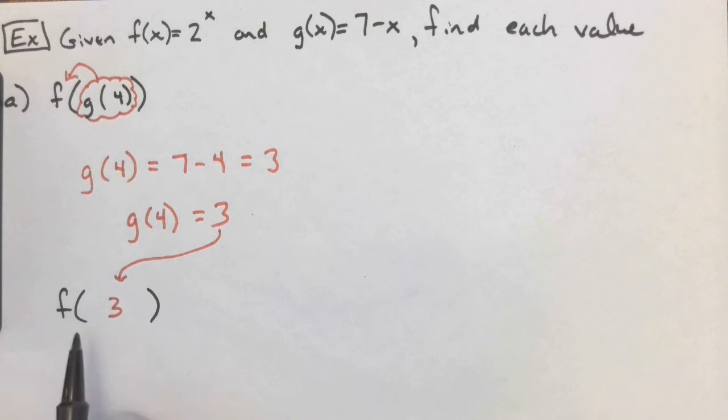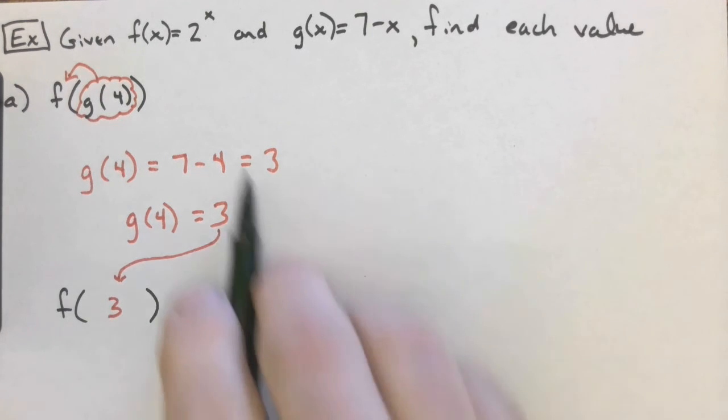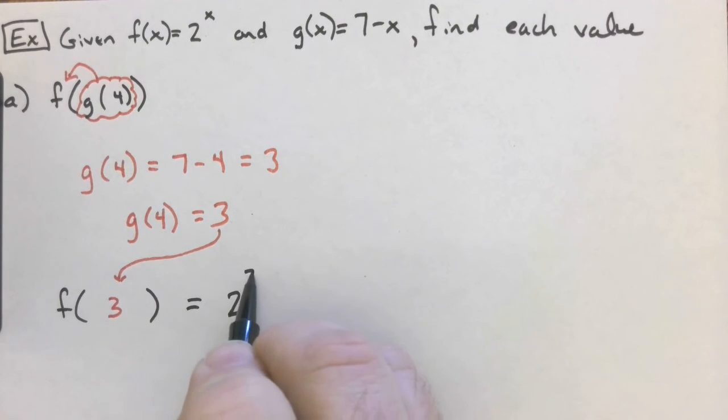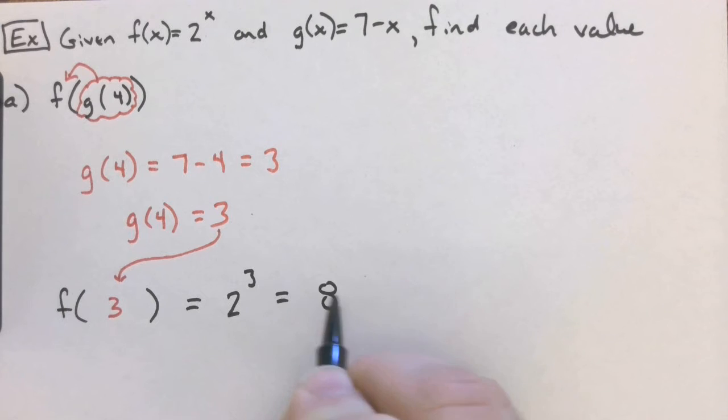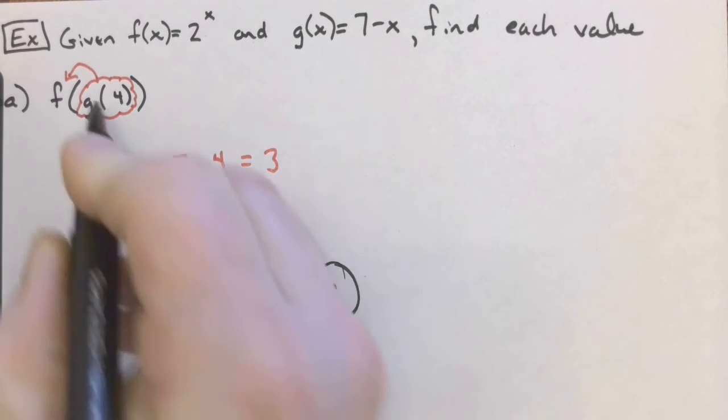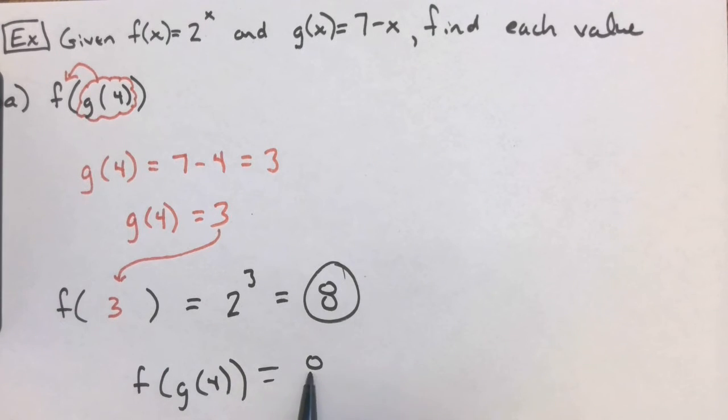So the last thing we need to do then is calculate f of 3, which means we need to take 3 and plug that into function f. So this would be 2 to the third power, and 2 to the third power is equal to 8. So f of g of 4, what we were asked to calculate, is equal to 8.